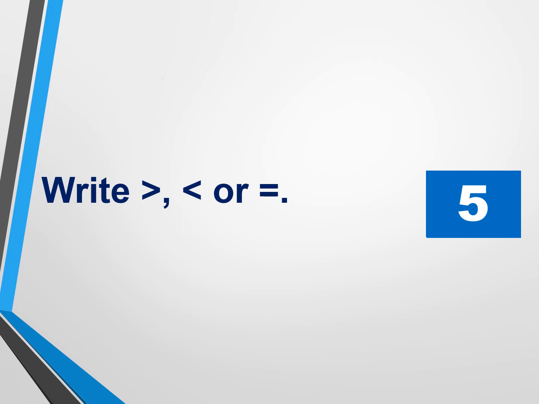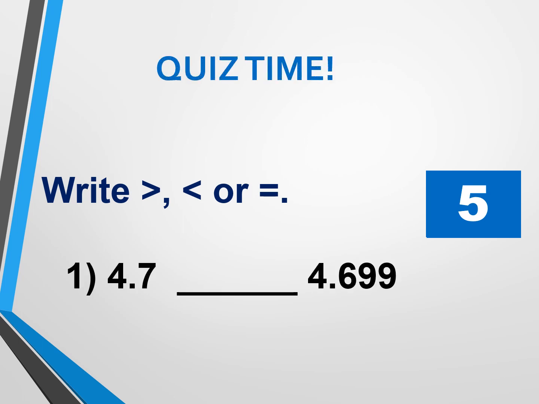Okay, for item number 1, compare 4 and 7 tenths to 4 and 699 thousandths. Your timer starts now.